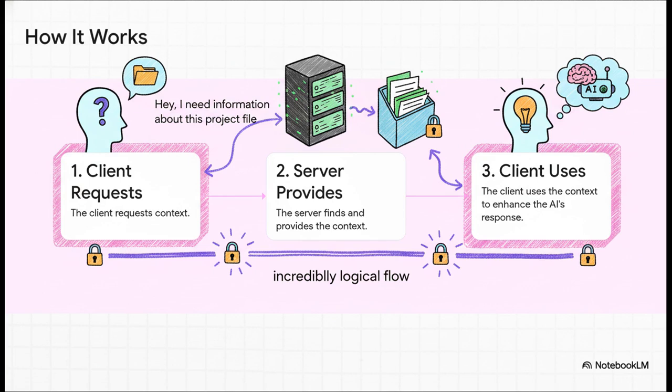And the way they talk to each other is this really logical three-step dance. First, the client asks for context. It says something like, hey, I need to see this project file. Second, the server finds that file and securely sends it over. And finally, the client takes that info, feeds it to the AI model, and suddenly the AI can give you a response that's not just smart in general, but actually relevant to what you are doing right now.